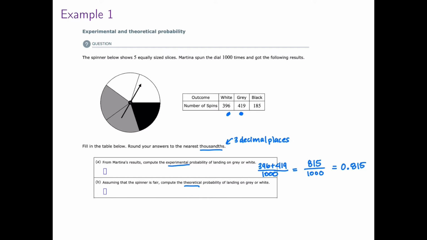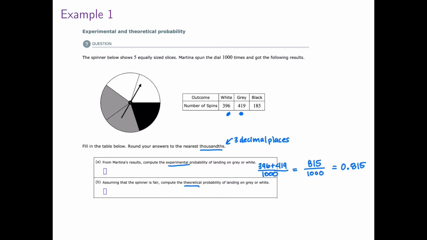Now, part B, assuming the spinner is fair, compute the theoretical probability of landing on gray or white. Now, when it says assuming that the spinner is fair, what we mean is it's just as likely to land on any one of these 5 spots as any of the others. As we can see, our spinner is built where each wedge seems to be about the same size. And by telling us that it's fair, we can assume that each one is the same size and none of them are weighted differently or anything. Each one is just as likely as the other.